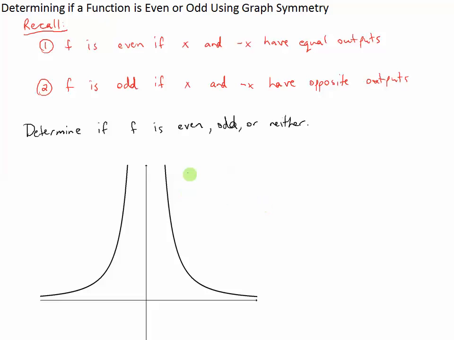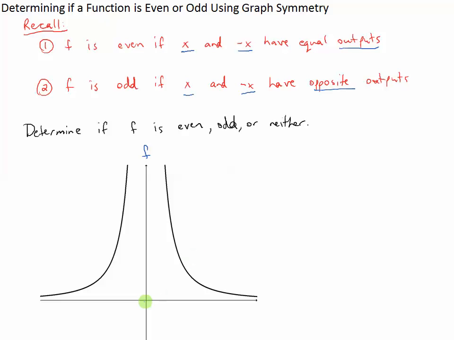Now we will look at determining if a function is even or odd using the symmetry of the graph. Determine if this function f, this is the graph of f down here, is even, odd, or neither. So we need to locate x and negative x and then compare their outputs. If their outputs are equal, then the function's even. If x and negative x have opposite outputs, then it's odd. If neither one of those is true, then it's neither even nor odd.